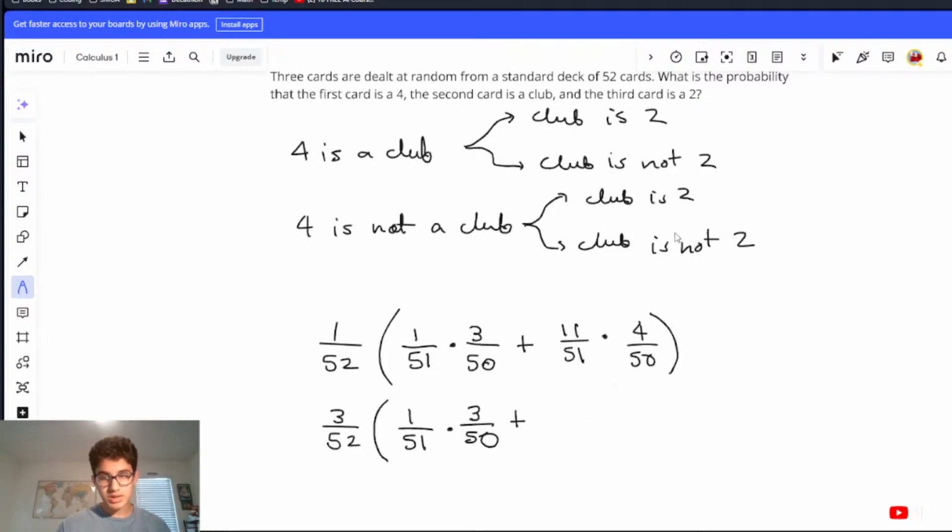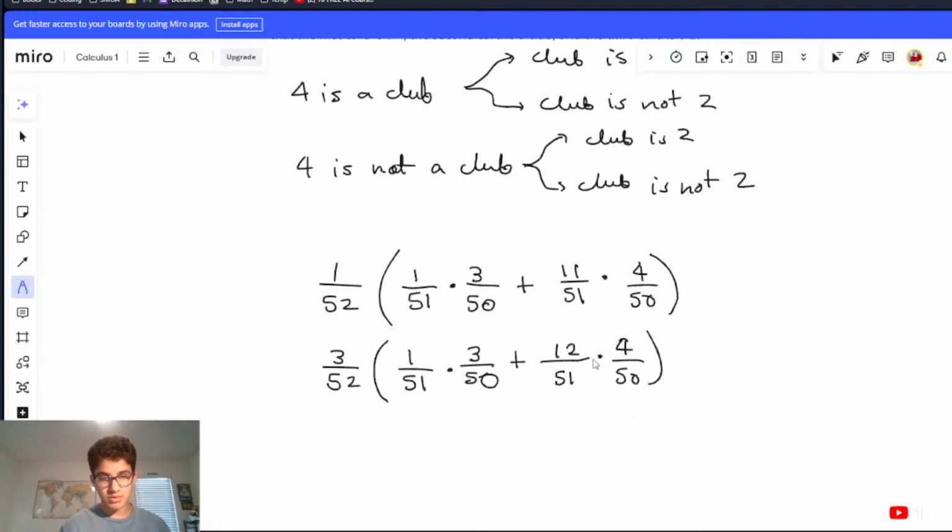Now here, next case, club is not a 2. So there are going to be 51 cards here. 4 is not a club. So the club can be anything. It can be the 4 of clubs if it wants to. Just can't be the 2. So that's 12 out of 51 times. And I know that can be simplified, but I'm not doing it right now to save time in calculating. Club is not two. And then if the club is not two, we need a two. So there'll be four of them. So it should just be 4 out of 50, right? I think I've messed some of this stuff up, but whatever.